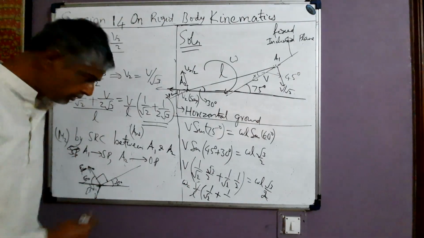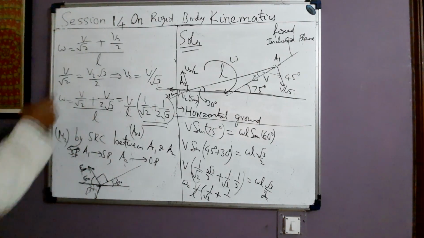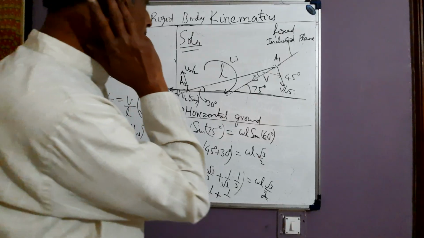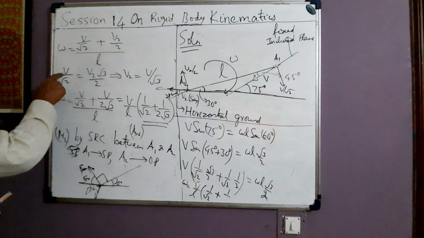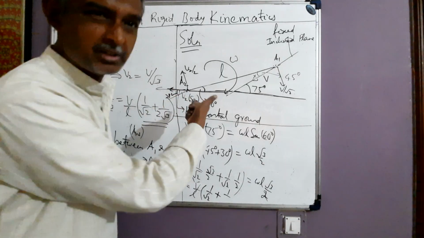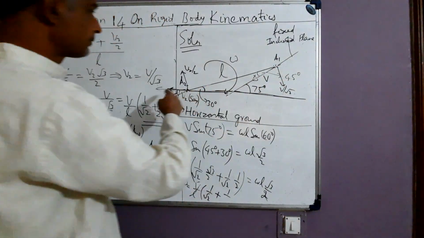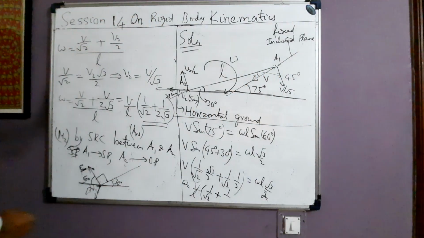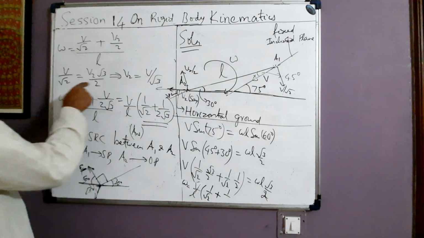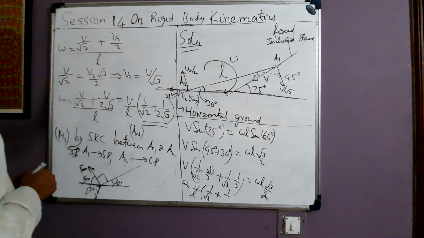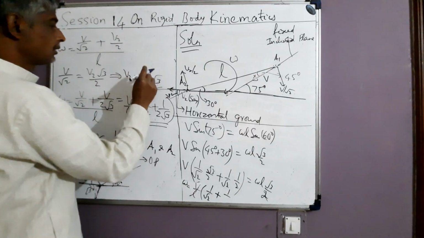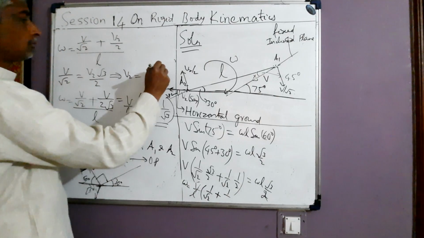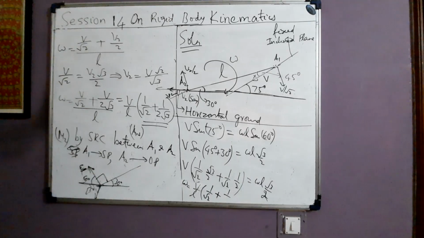Let me check the calculation once. V by root 2 equal to V2 root 3 by 2. So V2 becomes, this was a calculation mistake here. V root 2 by root 3. This was a small calculation mistake made here.